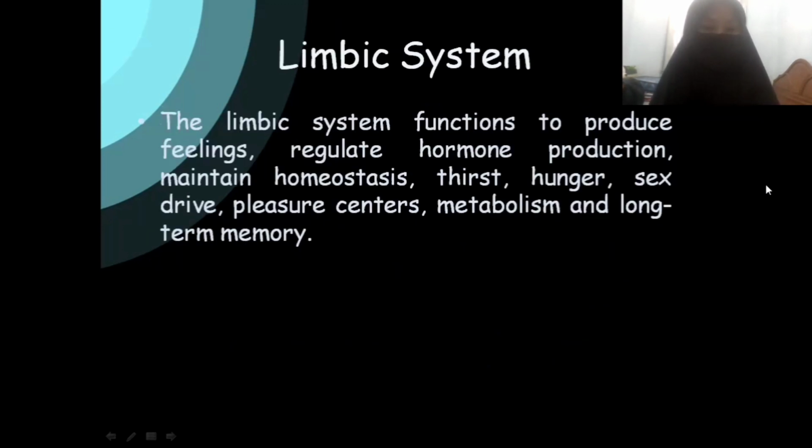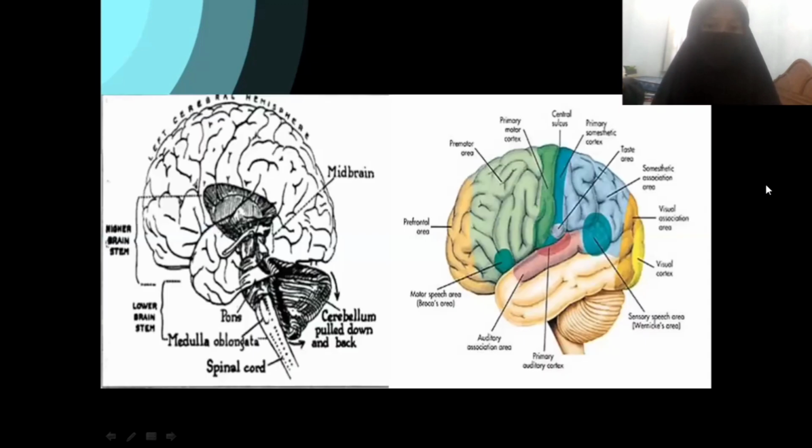And the limbic system. The limbic system's function is to produce feelings, regulate hormone production, maintain homeostasis, thirst, hunger, sex drive, pleasure centers, metabolism, and long-term memory. So this is the picture of the structure of our brain and cerebrum.